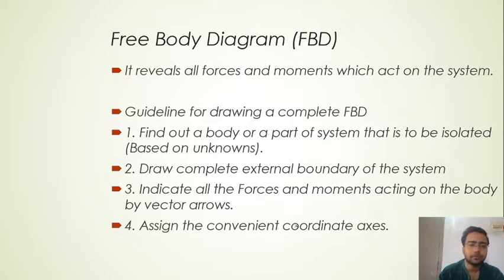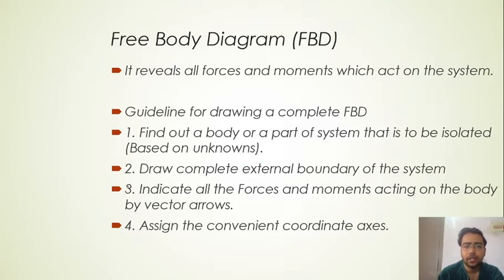As you can see here, the first point is to find a body or a part of the system that is to be isolated. This is based on the unknowns, meaning whatever they are asking in the problem. Suppose something is unknown, or something we need in order to solve the problem, we need to find the body or a part of the body that is to be isolated, and then we analyze that isolated part. The second point is to draw the complete external boundary of the system or the part of the system. Whatever we have isolated, we draw only the external boundary of that system.